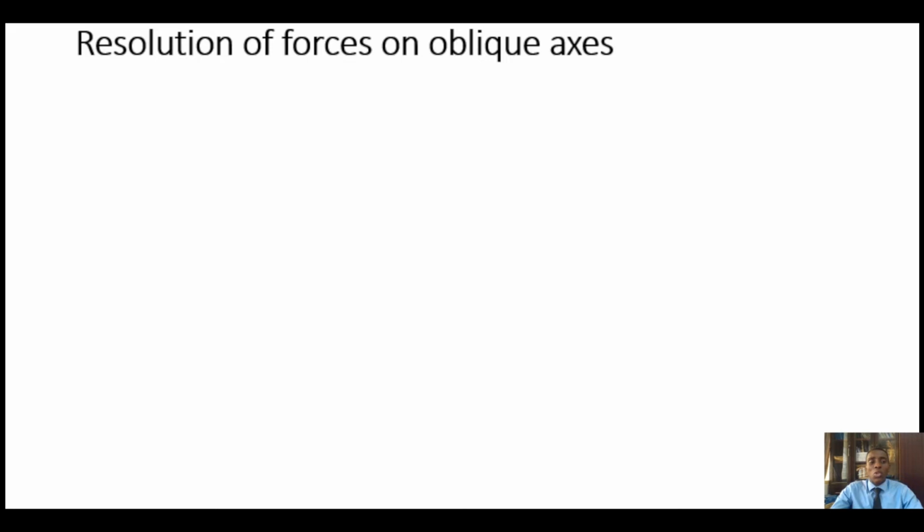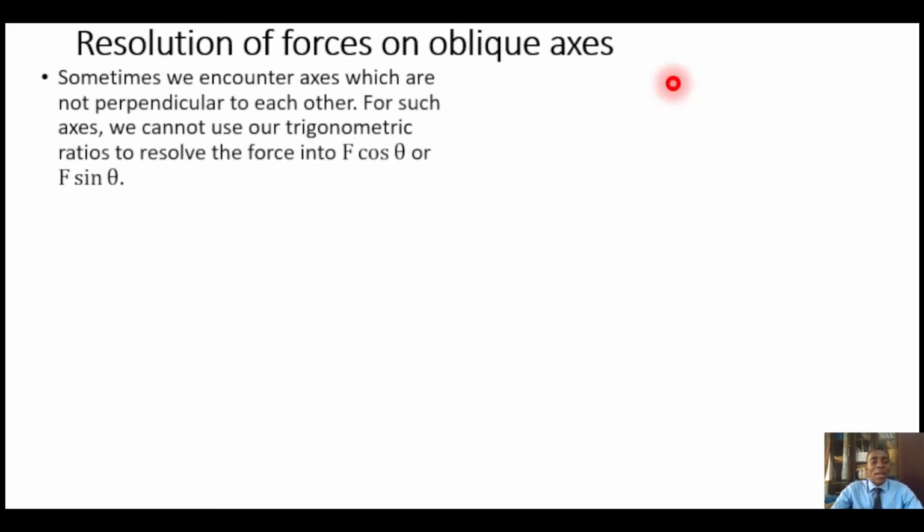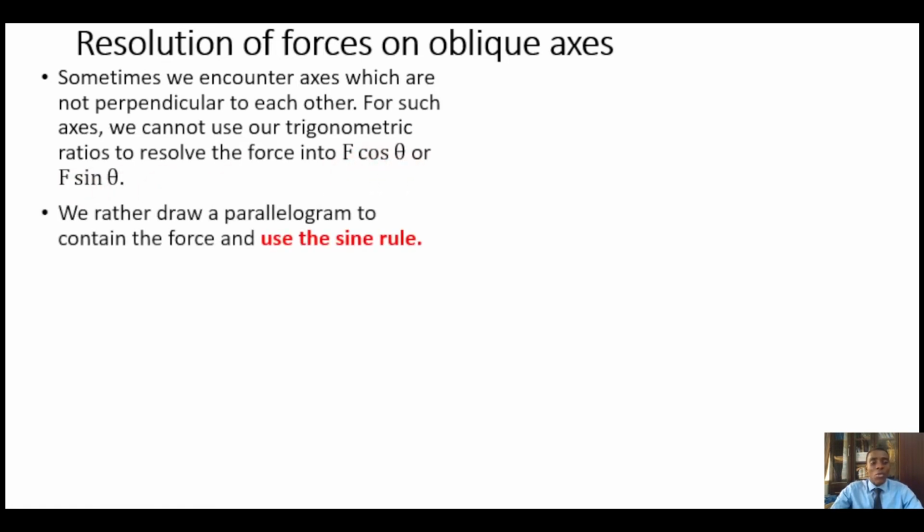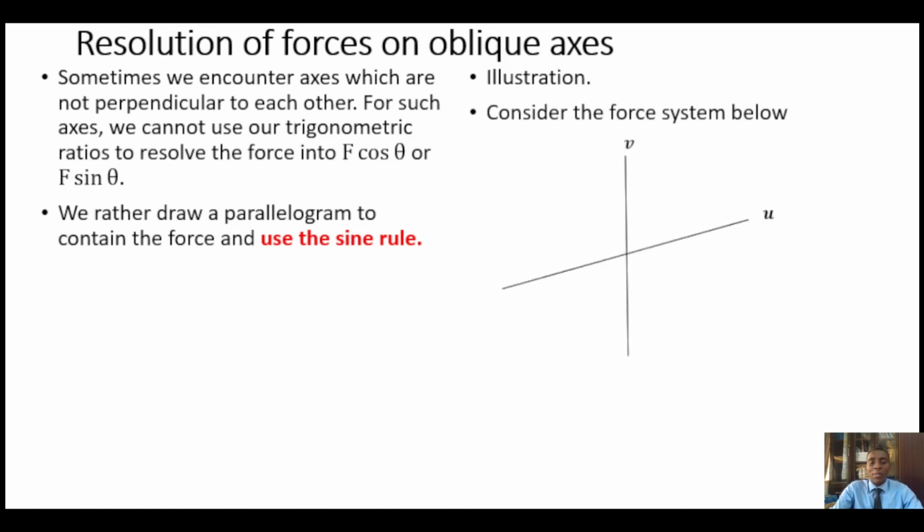Okay, let's look at resolution of forces on oblique axes. Sometimes we encounter axes which are not perpendicular to each other, unlike the rectangular components. For such axes, we cannot use our trigonometric ratios to resolve the force into F cos theta or F sin theta. Rather, what we do is draw a parallelogram to contain the force and use the sine rule. So let's consider the force system.